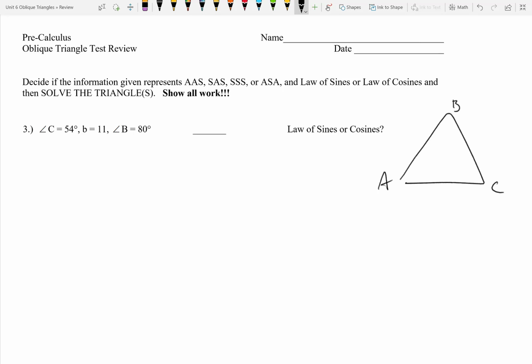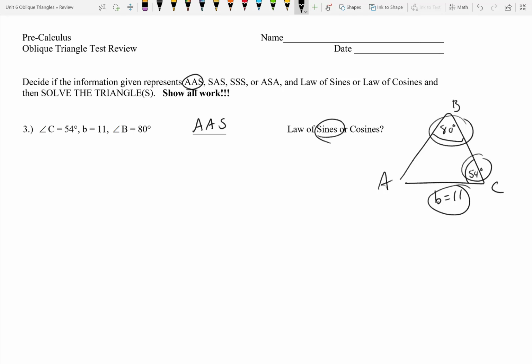Let's see, we don't know angle A. We do know angle B is 80 degrees. We know side B has a length of 11. And we know angle C has a measure of 54 degrees. We have an angle, another angle, and then a side. So angle, angle, side, AAS, right there. For angle, angle, side, again, we have two angles, so we're going to use law of sines.